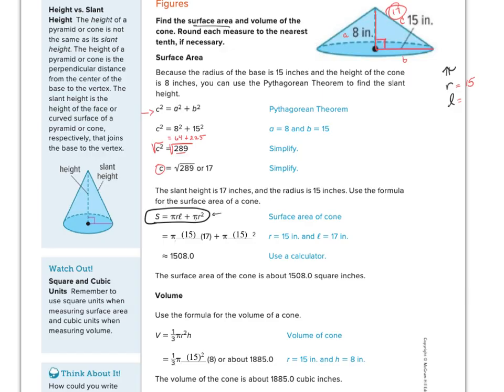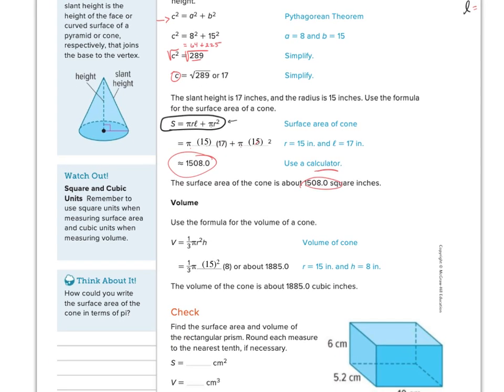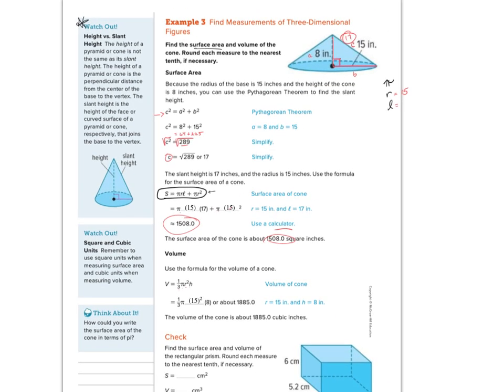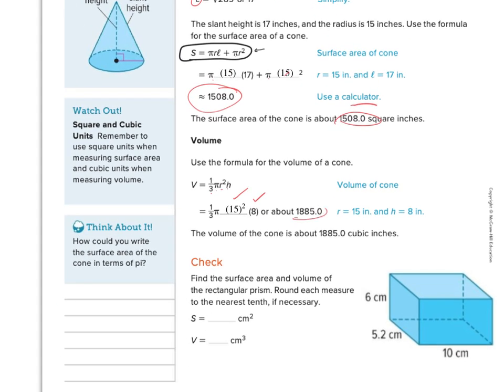Pi times my radius times my slant height plus pi times my radius squared, and they came up with 1508.0. Thank you, calculator. Okay, so the surface area, they were able to calculate that by plugging the numbers into the formula. And then for the volume is 1/3 times pi times r squared times h. We have r, my radius we said was 15, and my height was 8. They plugged those into the formula and came up with a value for volume.